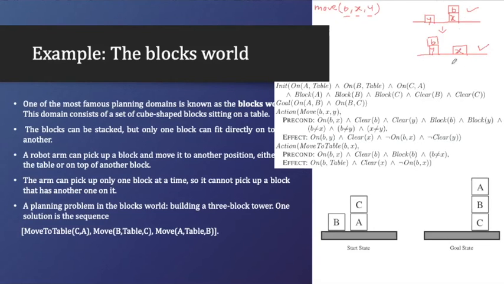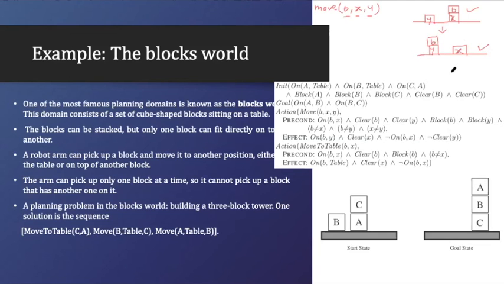The effect will be this. Means when I perform this action, after performing the action, it looks like this. So what is this? It is the effect. On B Y means B is on Y. Yes, B is on Y. Clear X. X is clear, means on top of X there is nothing. Not on B X. It means that B is not on X. Yes, it is not on X. It says not clear Y, means Y is not clear. Yes, it is there.